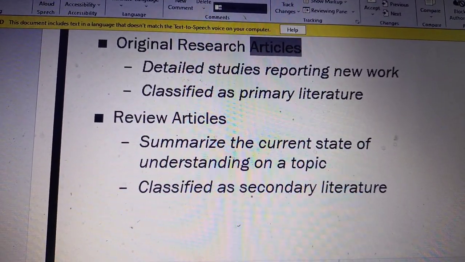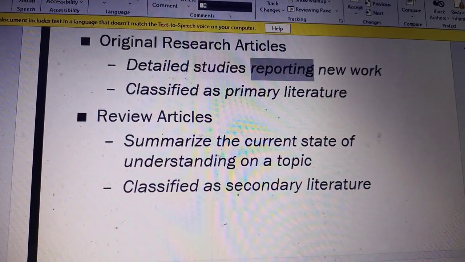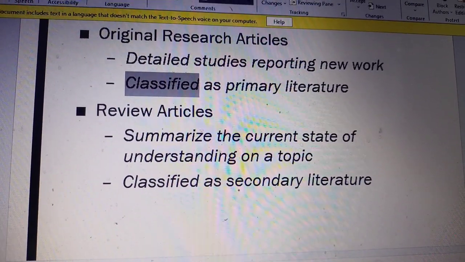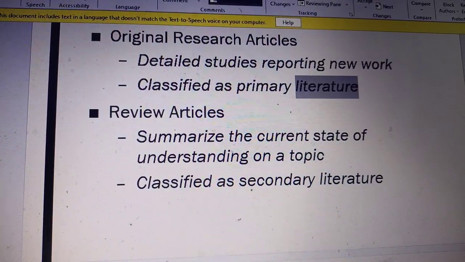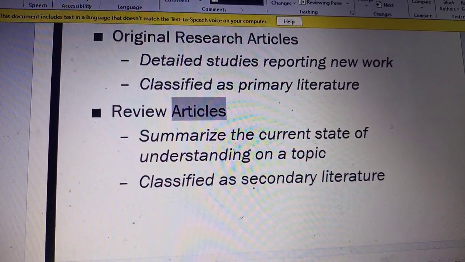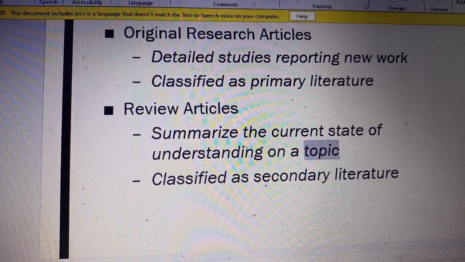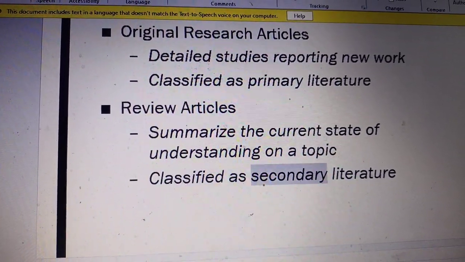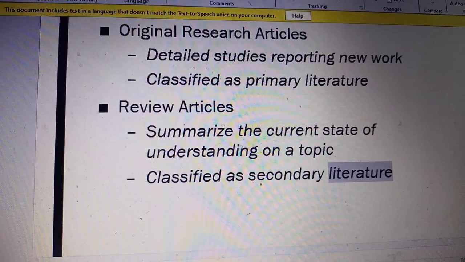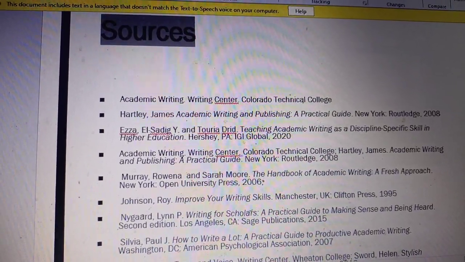Research articles. Original research articles: detailed studies reporting new work, classified as primary literature. Review articles: summarize the current state of understanding on a topic, classified as secondary literature.